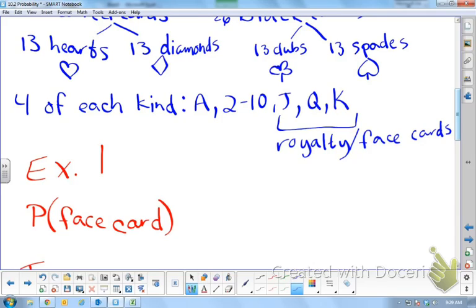Okay? So, now that we know what a deck of cards consists of, we can start finding some probabilities.